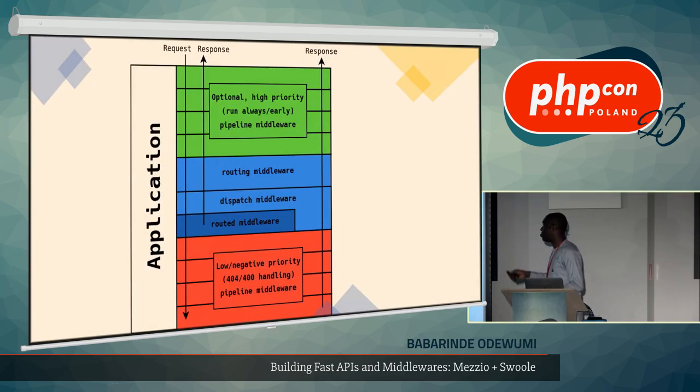All right, for those at the back, this may be a little bit blurred, but let me just try and explain how the request cycle is. So when a request is coming into the application, it's a top-down approach. This is supposed to be your entire application, which is a stack of all middlewares. So you have middlewares in the green area, you have middlewares in the blue area, and of course you have middlewares in the red areas, which is like the danger zone.